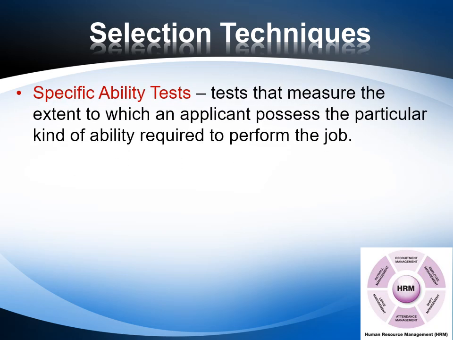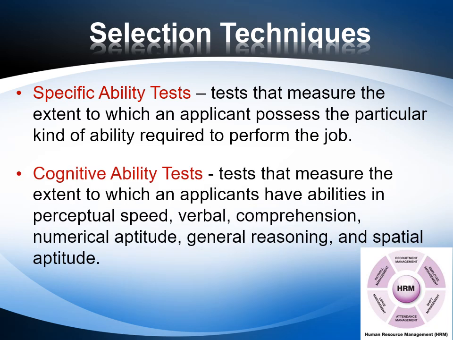There are specific ability tests, which are tests that measure the extent to which an applicant may possess a particular kind of ability or knowledge required to perform the job. And there are cognitive ability tests. These are tests that measure the extent to which an applicant has abilities in perceptual speed, verbal comprehension, numerical aptitude, general reasoning, and/or spatial aptitude.